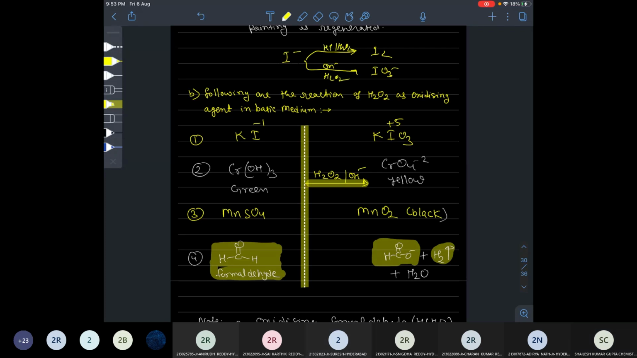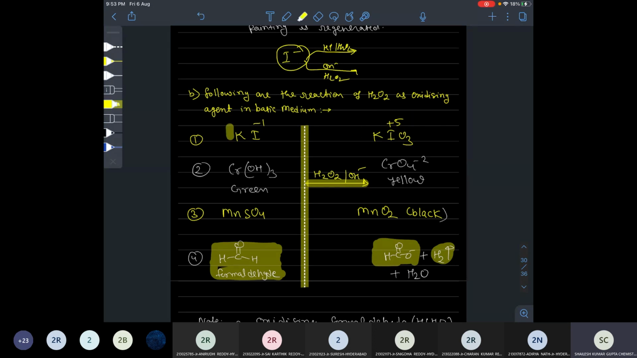Sir, many students ask this doubt: you see, +5 it is going here, but in acidic only 0. So my dear, it is not the power of H2O2. It is basically related to iodine. I2 is not stable in basic medium. If you take base, it is not stable there. So that's the reason I2 is not formed in basic medium. We get IO3 minus, which is KIO3. So that's why it goes straight away from +1 to +5.